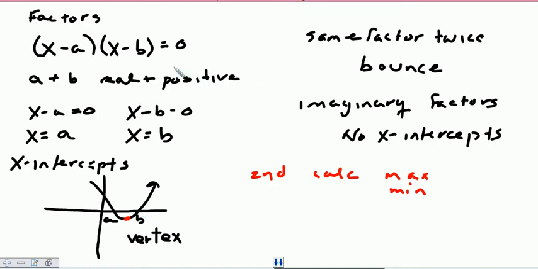Now, if these are negative, it means that you're going to have x minus a minus a. That would give you x plus a. When you set that equal to 0, you'd have a negative x-intercept. So remember, just set the factor equal to 0. That's going to tell you where it crosses the x-axis. If these happen to be imaginary, no x-intercepts. Same factor occurs twice, it's a bounce. Imaginary factors, no x-intercepts.